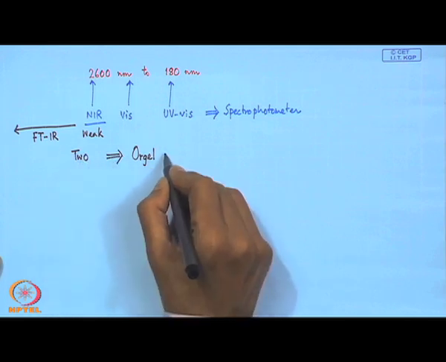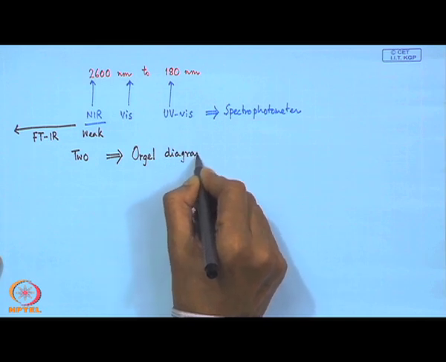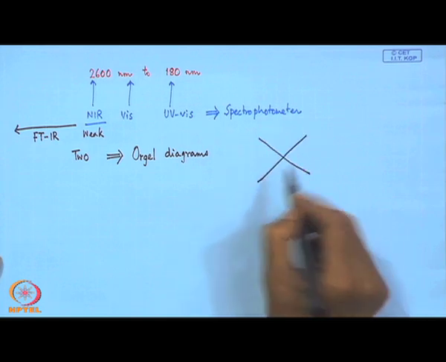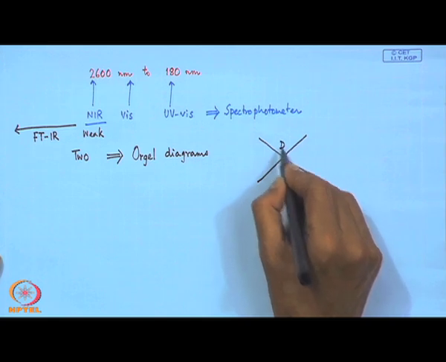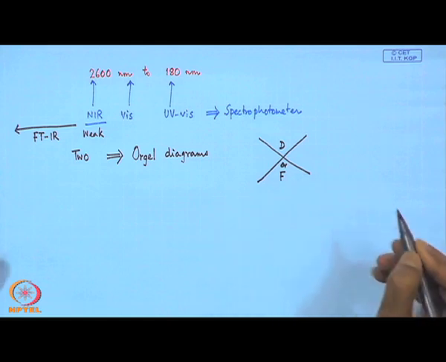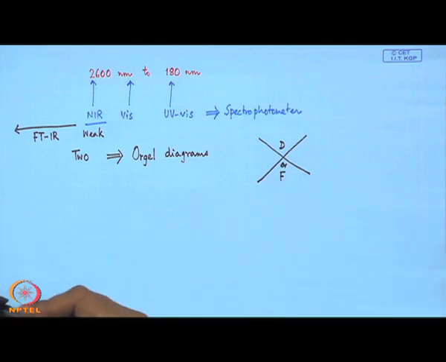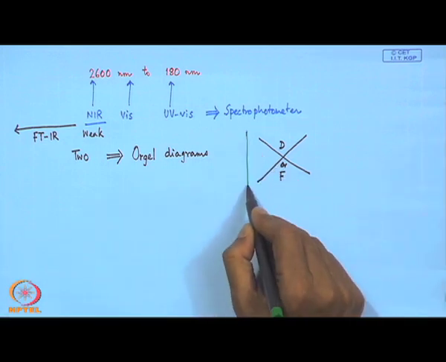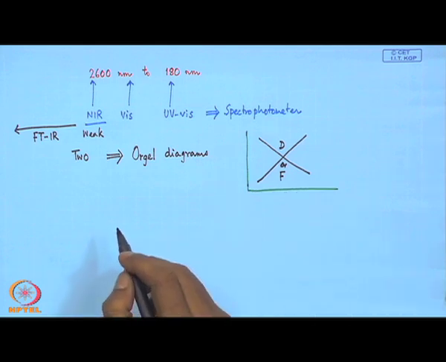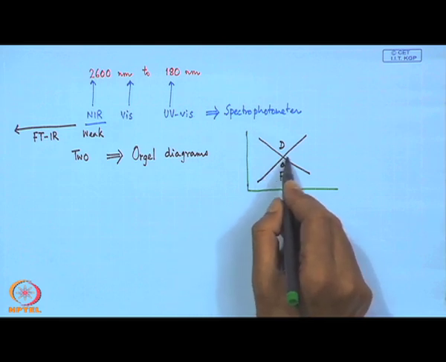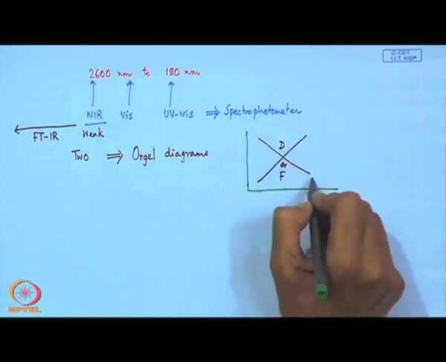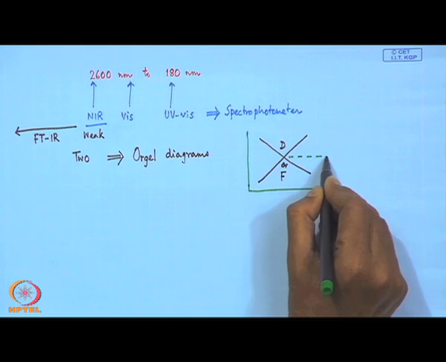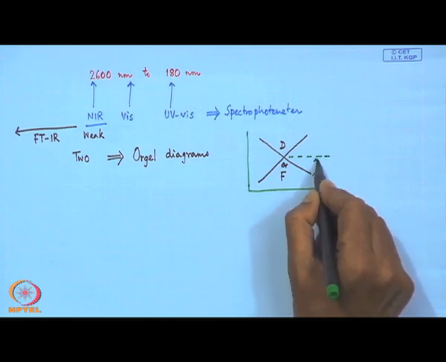We had two Orgel diagrams, and we have basically this crossing thing for a particular term. It can be a D or F term. So, these particular terms are getting split when we have different crystal field strength, and now what we have to do is to move this particular energy level for this particular state to the horizontal axis.